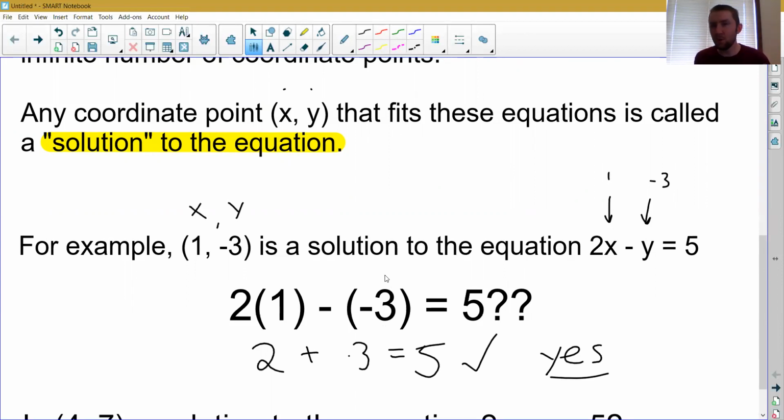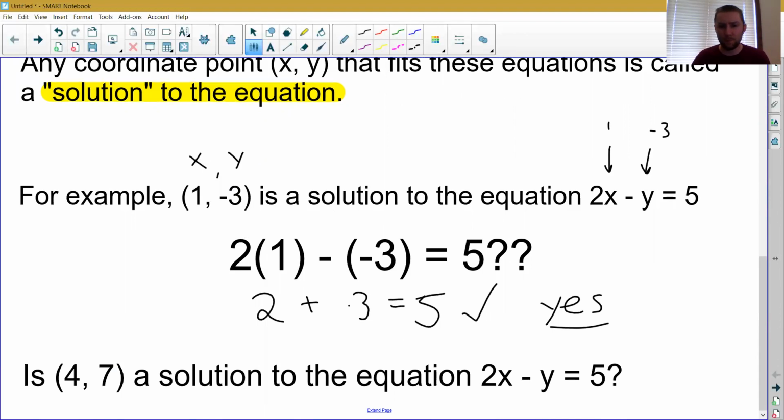So that's mostly what your homework is going to look like. Is this coordinate point, this value for x and for y, a solution to the equation that you've been given? And again, the equation represents the function or the relation. So what we're doing is seeing, is this coordinate point one of the coordinate points for this function? Yes or no.